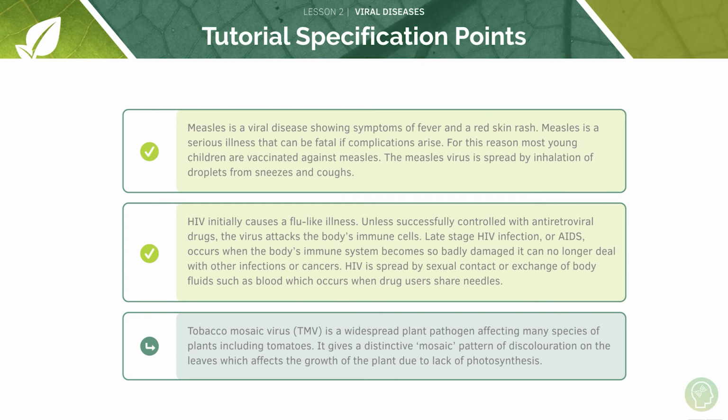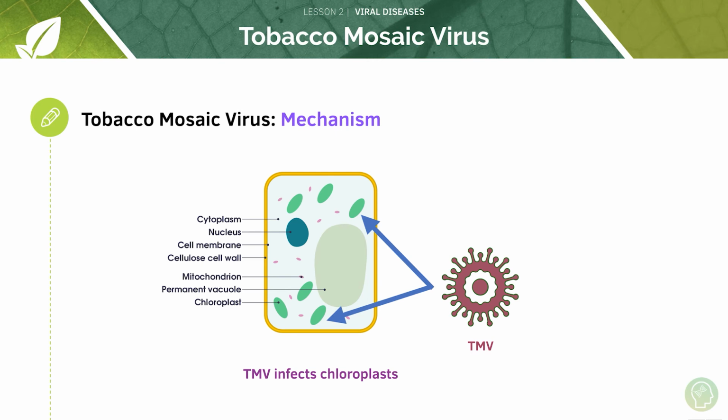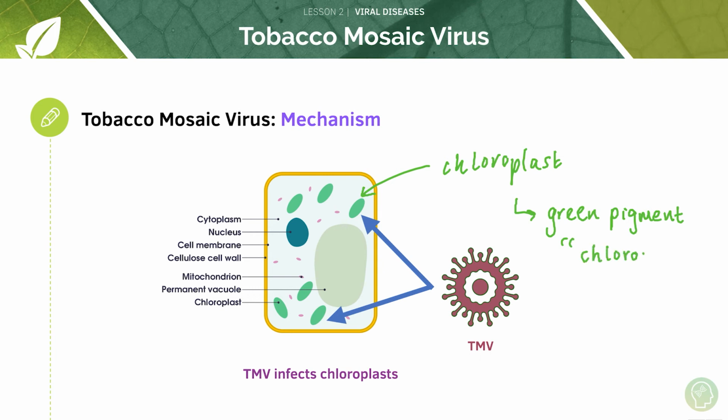Right, now let's go and look at a plant virus. So the tobacco mosaic virus infects tobacco, unsurprisingly, and lots of other closely related species, such as tomatoes and peppers. And the mechanism of infection is that it infects chloroplasts. So remember, chloroplasts are these green structures over here. That's your chloroplast, and they contain a green pigment known as chlorophyll.